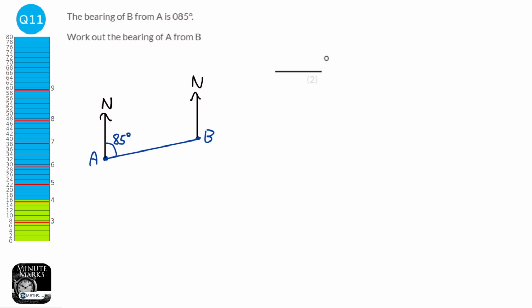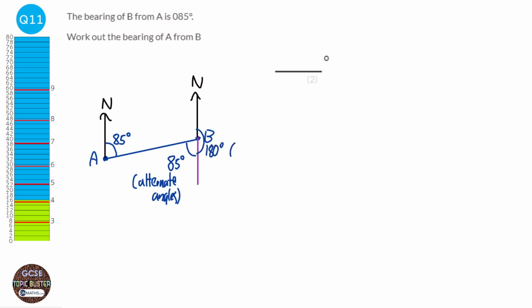So the first thing we can do is actually just draw a line going down here. And we know that this angle here will also be 85 degrees because of alternate angles. It's always best to write that down somewhere, so we can just put in brackets here alternate angles. And we know that this angle here is going to be 180 degrees because it's a straight line.